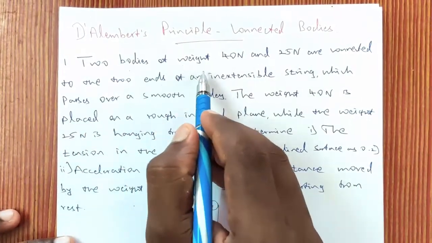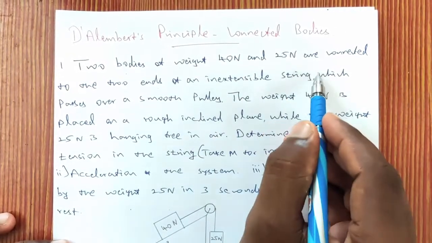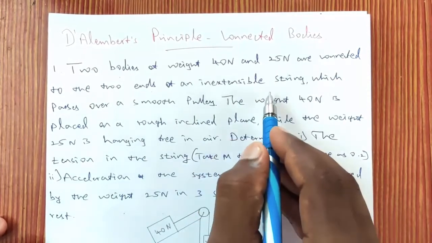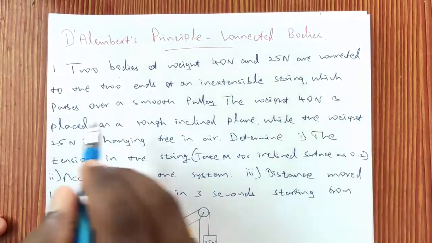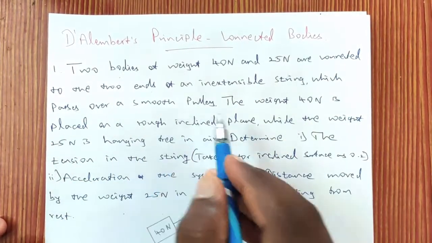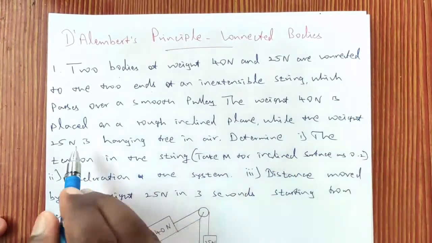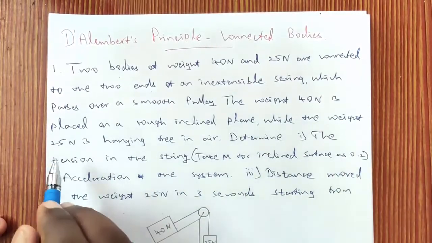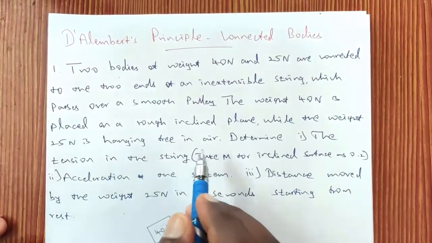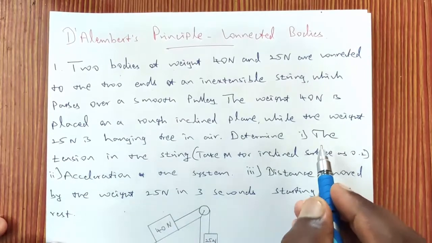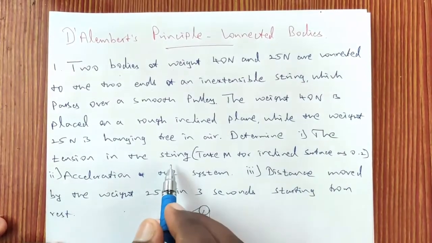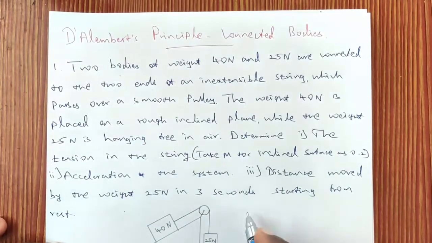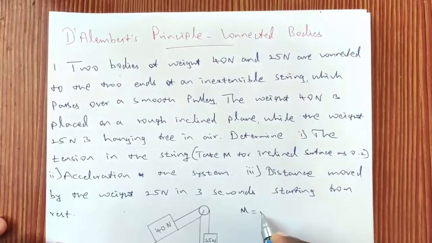Two bodies of weight 40 Newton and 25 Newton are connected to two ends of an inextensible string which passes over a smooth pulley. The weight 40 Newton is placed on a rough inclined plane while the weight 25 Newton is hanging free in air. Determine number 1, the tension in the string. Take mu for inclined surfaces 0.2. So the mu value is given, it is 0.2.